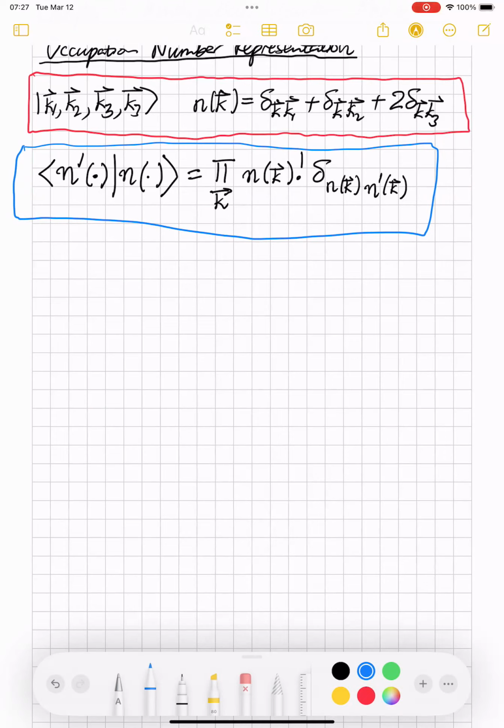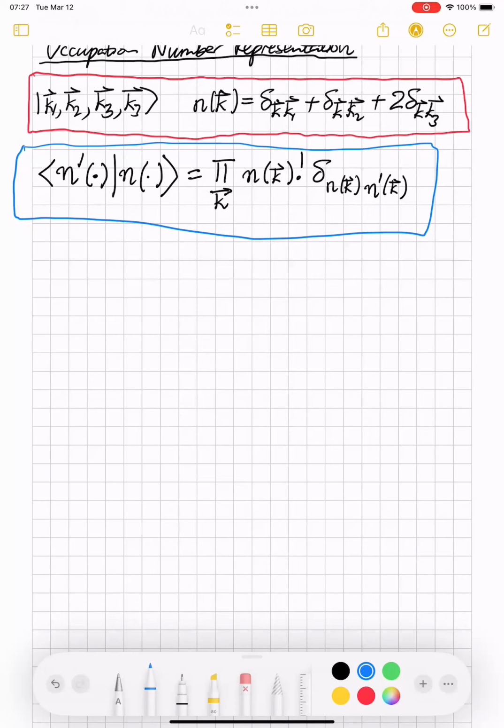First of all, notice that there's a product over momenta, product over k. Thank goodness we're working in a box where k is discrete. It makes it conceptually much easier to think about what that product is. It's just the product over the discrete values that the momenta can take. Then we've got n of k factorial. This n of k factorial we're going to see will be related again to boson statistics of our particles.